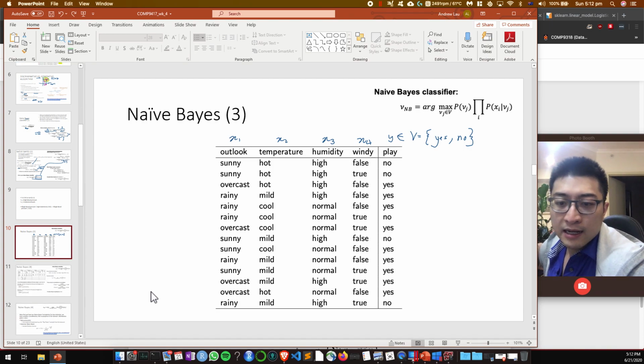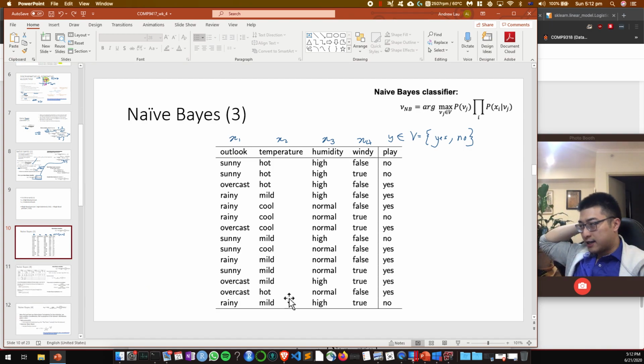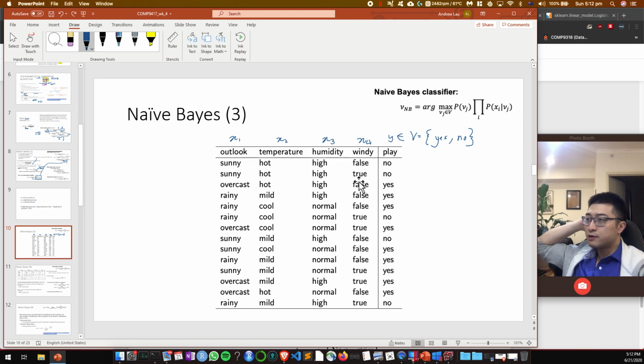Now, let's dig into an example using naive Bayes, right? So here, what do we have here? In this toy example, what we care about is whether we want to play tennis or not. This is an example from one of the lecture slides.